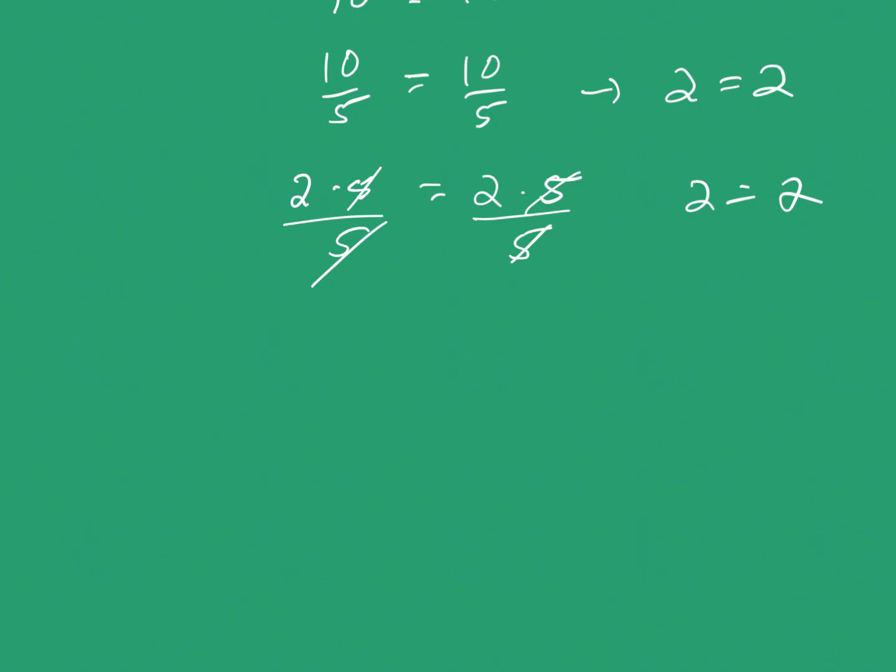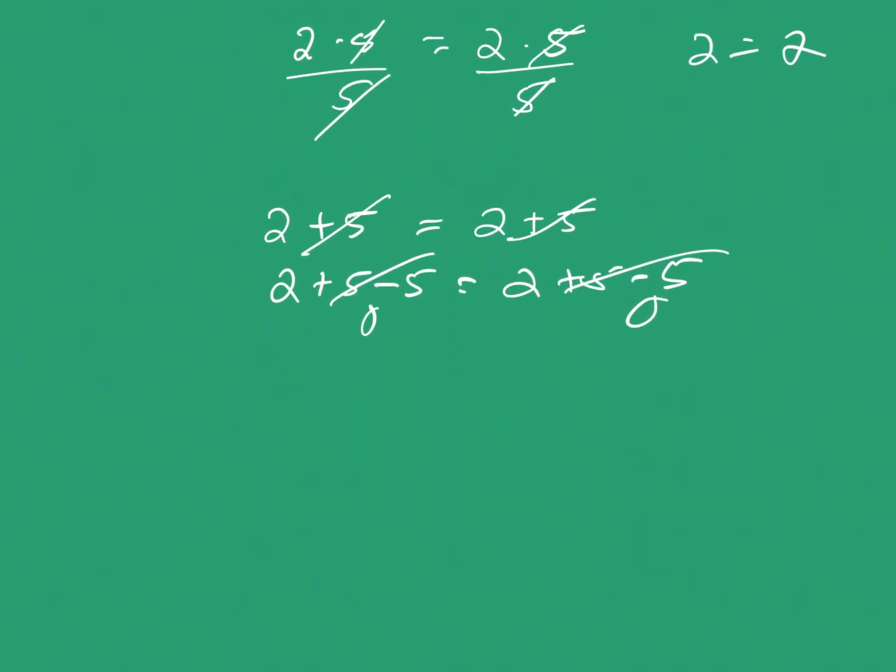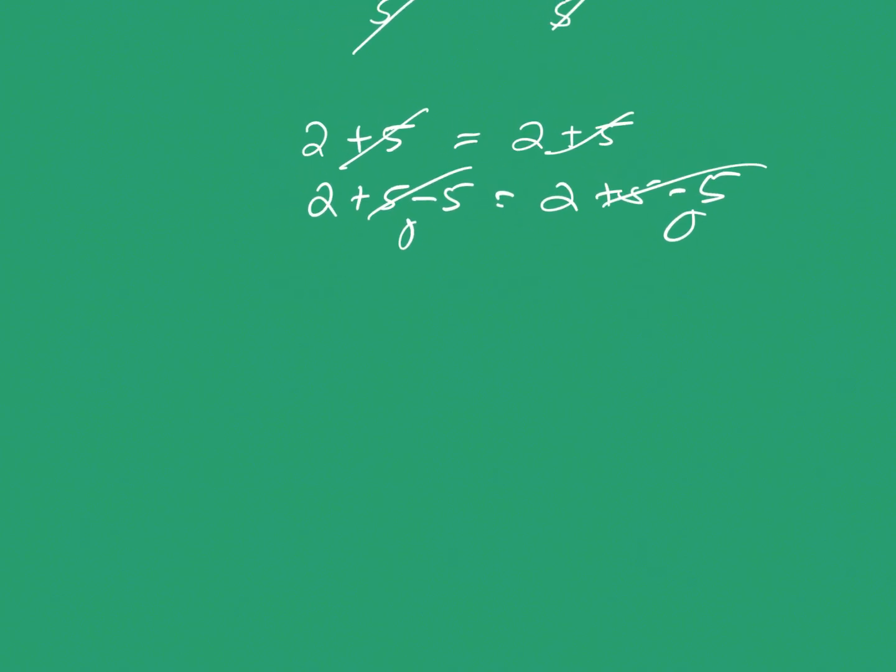The other thing you can say is if 2 plus 5 equals 2 plus 5, you can just subtract off the 5s on both sides like that, and they cancel out. You can say 2 plus 5 minus 5 equals 2 plus 5 minus 5, and those are 0, so they cancel out. And so this canceling out is very important. This is what we're going to do in a lot of different equations.